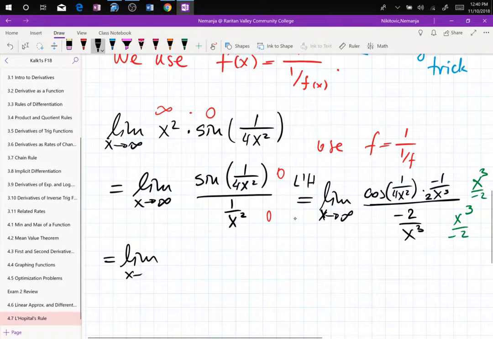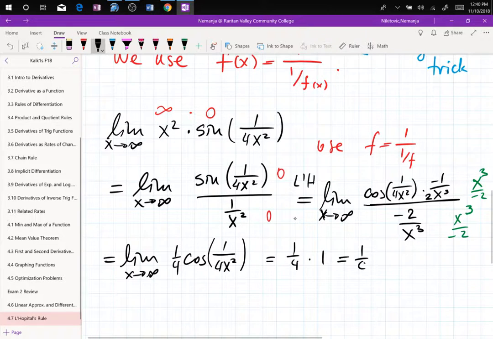So that's limit as x goes to infinity. And now I have what? Denominator completely cancelled, so that's dead. I still have the cosine of 1 over 4x squared. And what is left with this? X cubed is gone. It's 1/4 in front. That's all it is. So now, what's cosine of 0? 1. So 1/4 times 1 equals 1/4. Woohoo! Isn't this great? 0 times infinity equals a quarter.